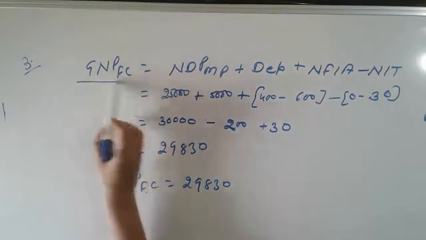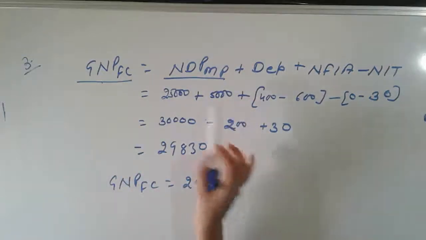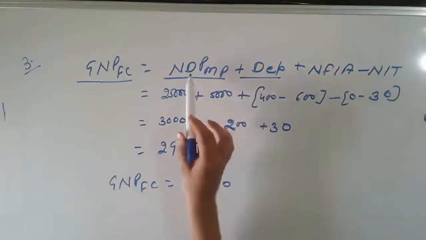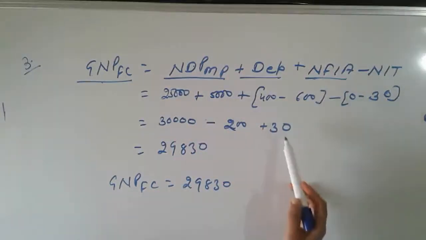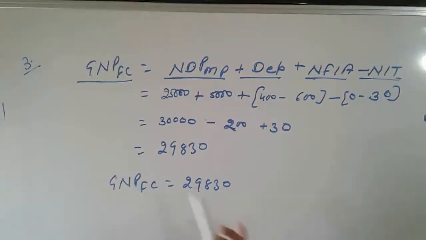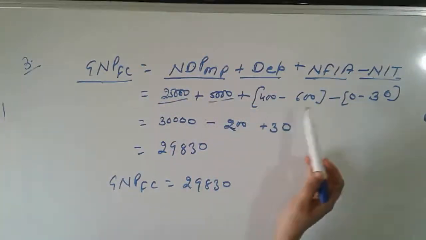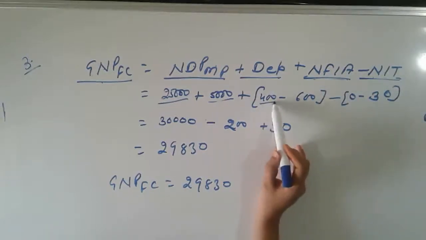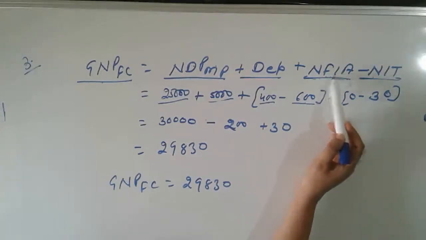In the third example, we are given GNP at FC and NDP at MP, and we have to calculate GNP at MC. We know that when we calculate gross from net, we add the depreciation. When we calculate national from domestic, we add the net factor income from abroad. And from market price to factor cost, we minus the net indirect tax. In the question NDP at MP is 25,000, depreciation is 5,000, and NFIA is not given directly. We are given factor income from abroad and factor income to the rest of the world, so FIFA minus FITA gives the net factor income from abroad.